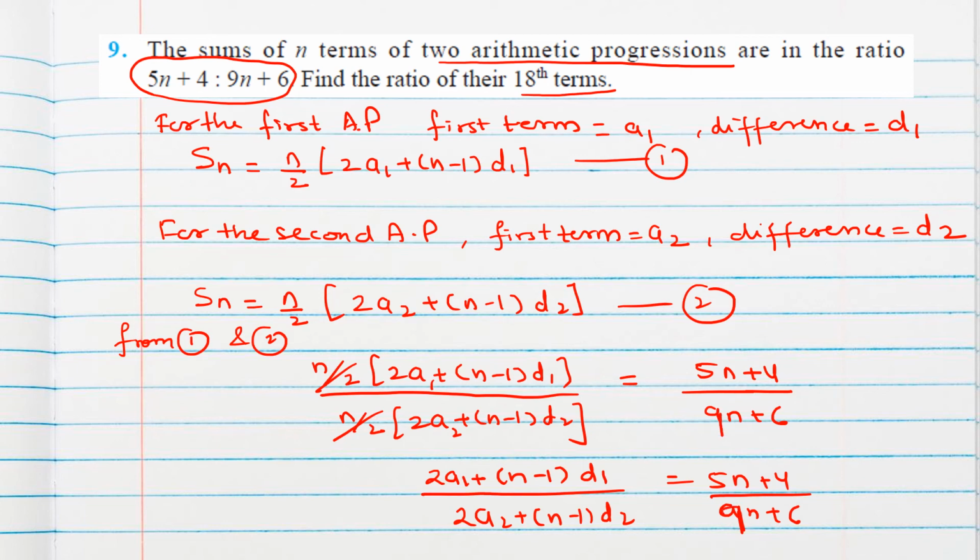Now what we have to find is the ratio of their 18th terms. For the nth term, we know the formula a plus n minus 1 d. So whatever n will be there, here n minus 1. But the condition is that a should be there, and here in the ratio 2 is multiplied with the first term. So the next step will be to remove 2. So 2 will be taken out from both numerator and denominator.